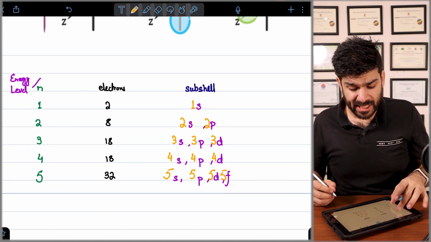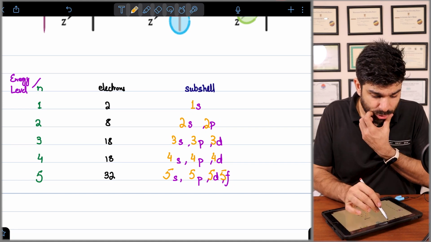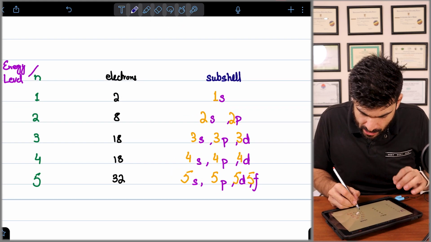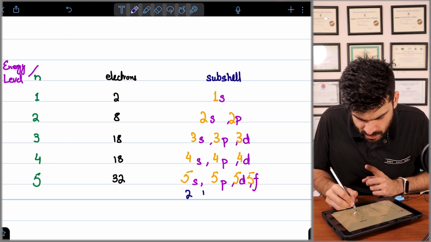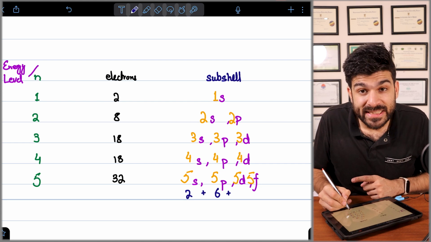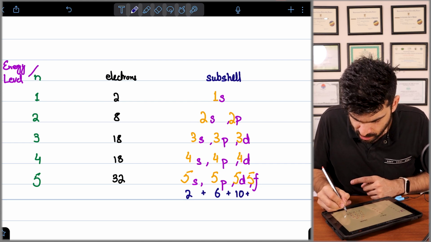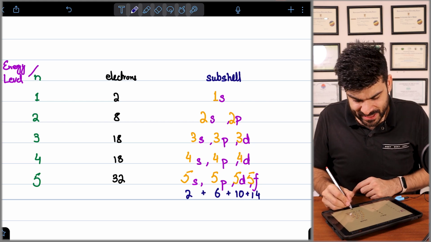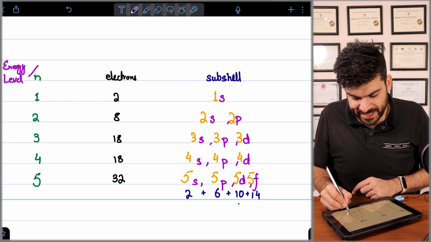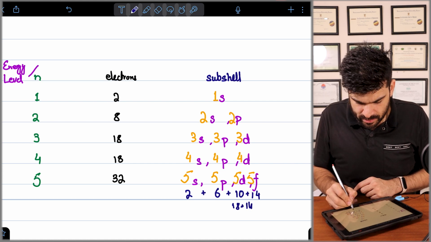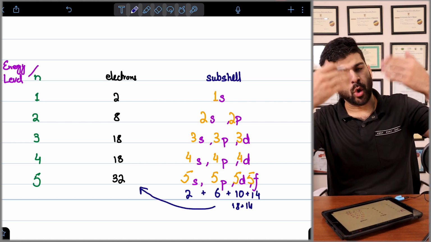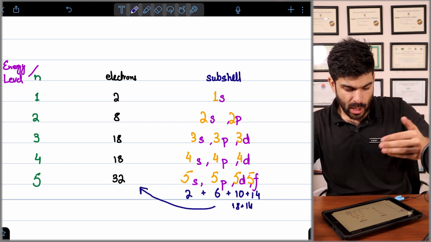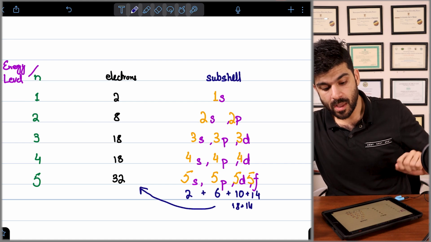Let's quickly calculate the number of electrons. How many electrons do they contain? S has 2 electrons, P 6, D 10, F 14. Just add the numbers. 2 plus 6 is 8, 8 plus 10 is 18, 18 plus 14 is 32, and so on. The 6th and 7th will have the same 32 electrons. That's the maximum. So this is the concept of subshells.